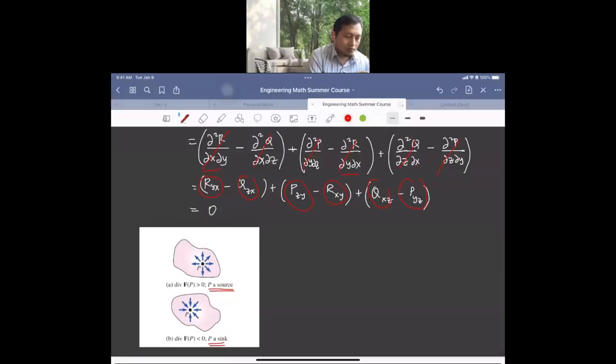Maybe before we continue to the next section, which is line integrals, are there any questions first? Any questions?